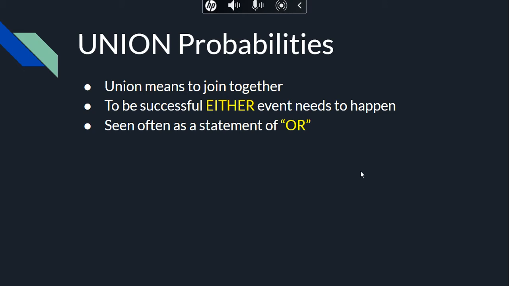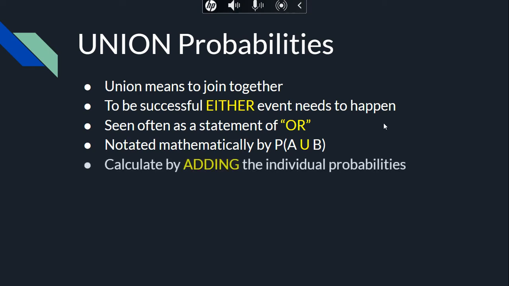Often, not always, but often, the statement of probability will use the word or. So they will say, I need this or this to happen to be successful. Mathematically, we use this notation. I want the probability of A, the probability of B, and the U in between means union. So I want A or B to happen. In order to calculate a union probability, we're going to take the individual probabilities and add them together for one big probability.